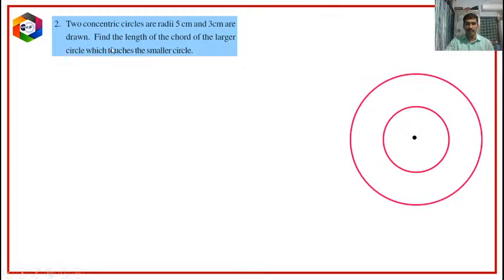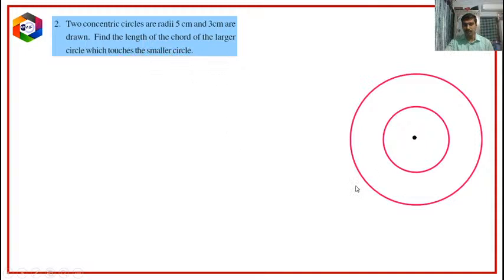Now here this another point is very important. Find the length of the chord of the larger circle. Chord means the line segment. By taking 2 points on the circle, whatever line segment we can draw, that is called the chord. And that chord is touching the smaller circle.